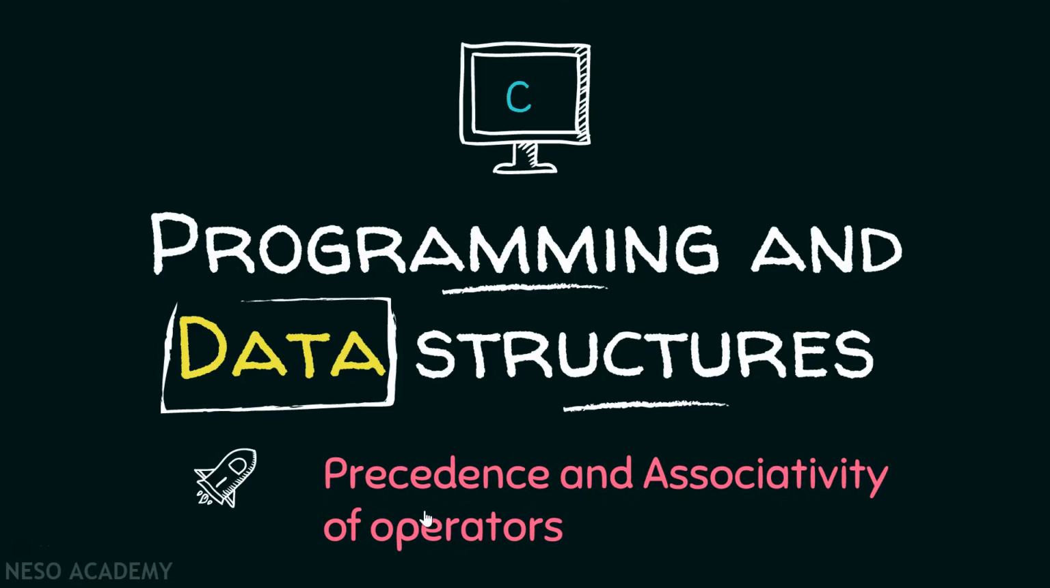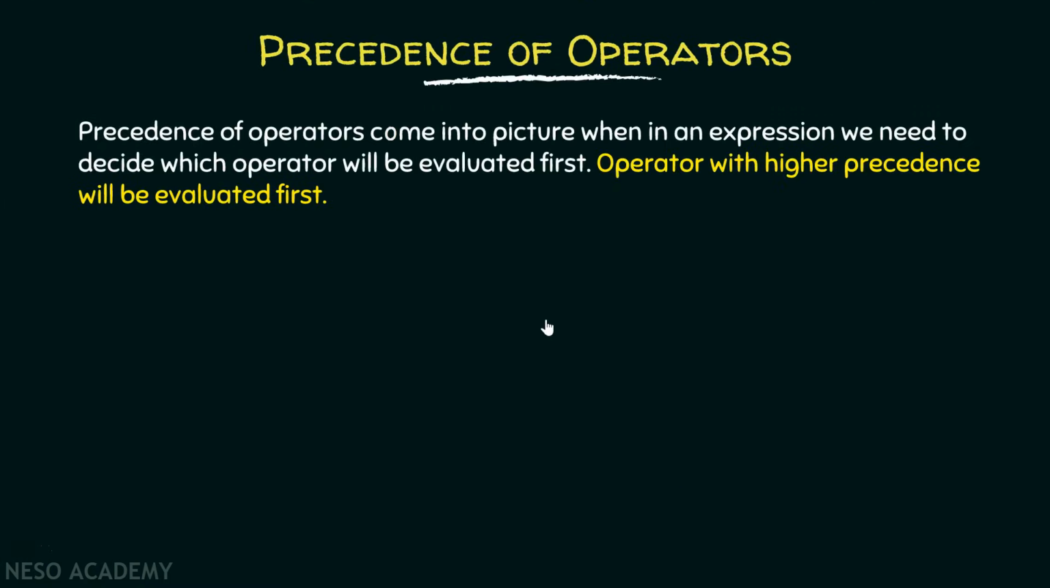In this lecture, we're going to talk about precedence and associativity of operators. Precedence of operators comes into the picture when, in an expression, we need to decide which operator will be evaluated first. Suppose you have multiple operators in an expression, then which operator will be evaluated first is decided by the precedence. An operator with higher precedence will be evaluated first, and this is so obvious.